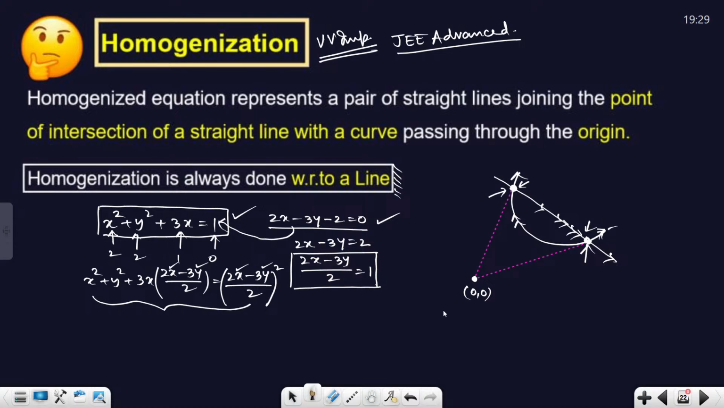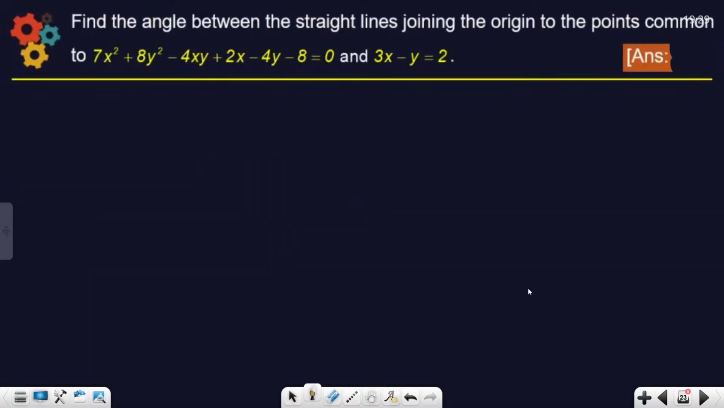Okay, let me take an example. See this question. The question is, find the angle between the straight lines joining the origin to the points common to this curve and this line.